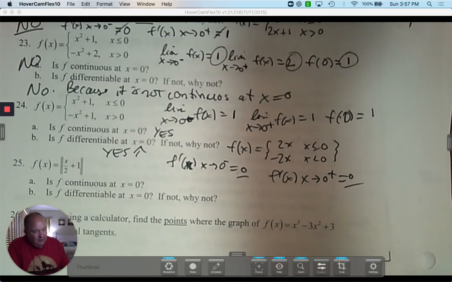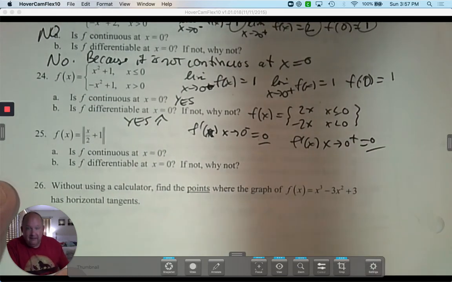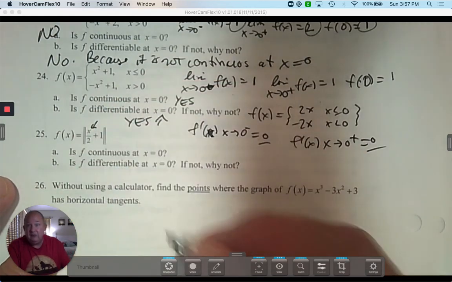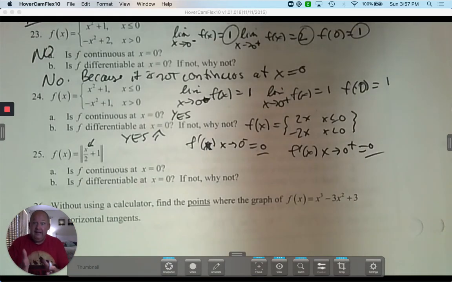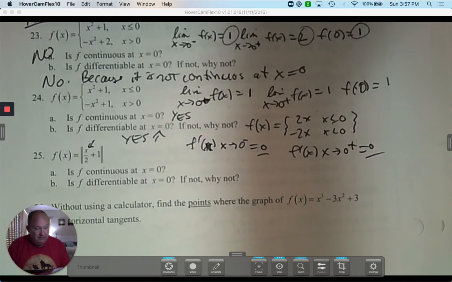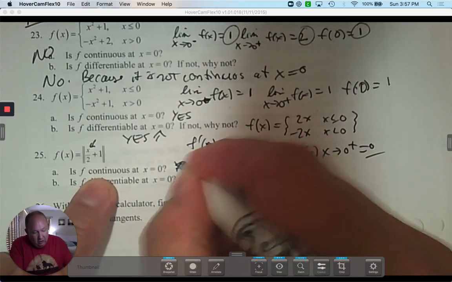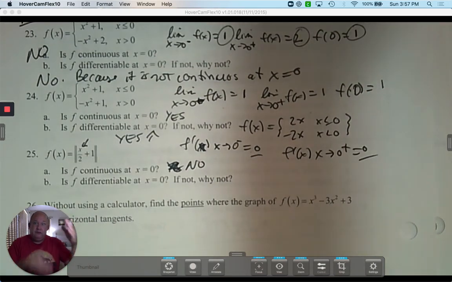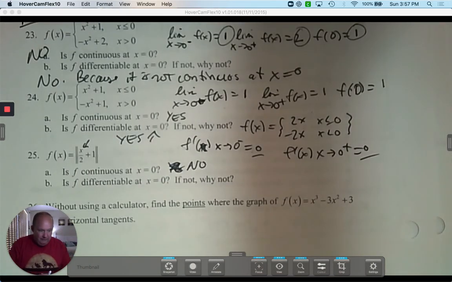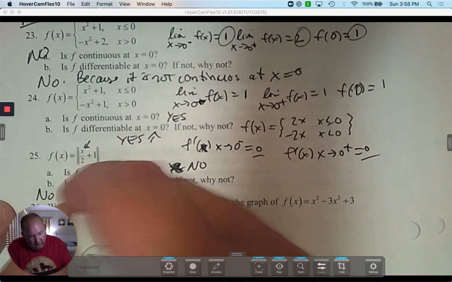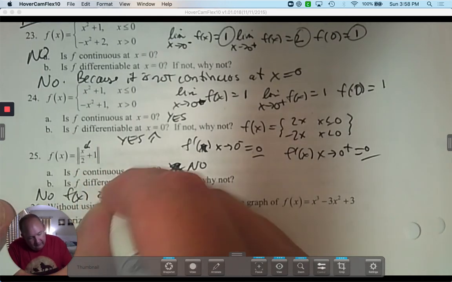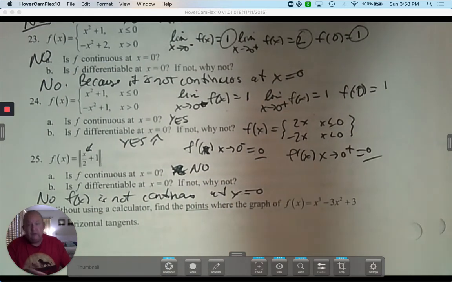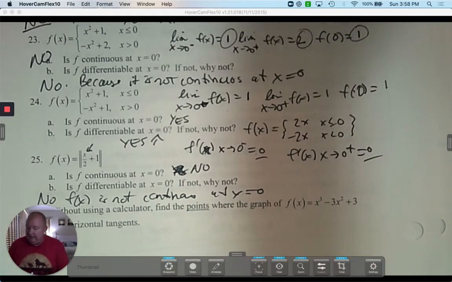All right, 25. Is f continuous at 0? So if I plug 0 in, I get the answer 1. This is a step function. At every integer, it pops up a step. So when I answer that, the answer is no. Because when I plug in 0, you're left with an integer. And at every integer, it's going to pop up a step or down a step. So is it differentiable? No. F at x is not continuous at x equals 0. So because there's no continuity, the derivative can't exist.